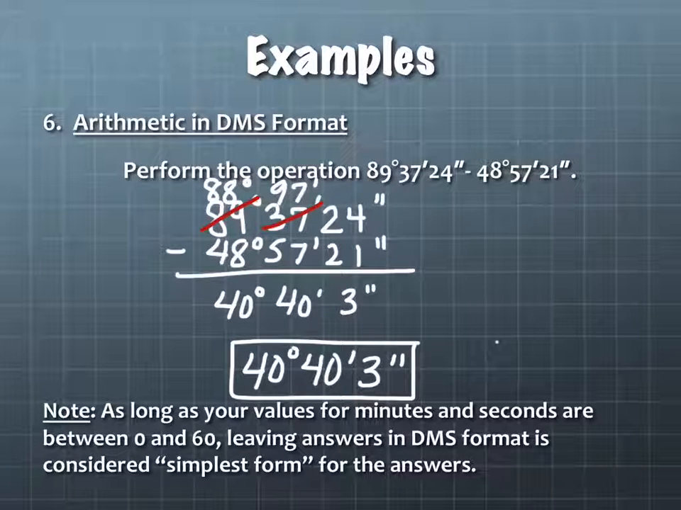There's a note on the bottom of this page, or this screen, and it's on, I think, your next page, actually. As long as your values for minutes and seconds are between 0 and 60, leaving answers in degrees, minutes, seconds format is considered simplest form for the answers. Okay? So keeping that in mind, in other words, we don't want to leave something saying that it's going to be like 77 seconds. We wouldn't do that. Are you guys with me?